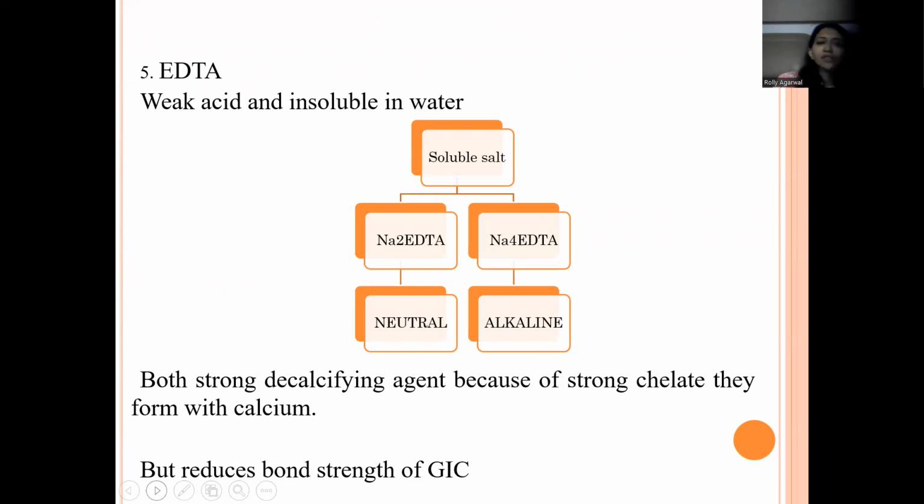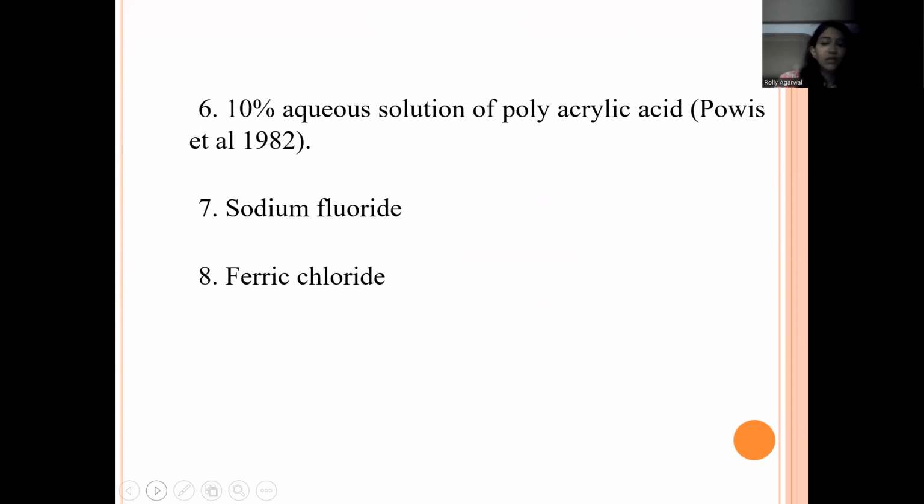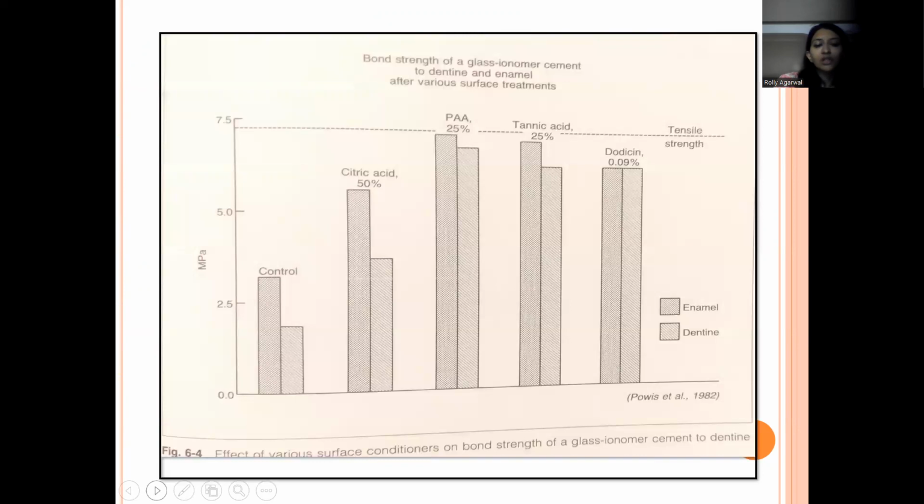Then we have EDTA. It is a weak acid and insoluble in water. Then we have to make it water soluble, so sodium salts are used. Sodium EDTA and similar salts are used. Both are strong decalcifying agents because of the strong chelate they form with calcium, but they reduce the bond strength of glass ionomer cement. 10% aqueous solution of polyacrylic acid is most commonly used for this conditioning.